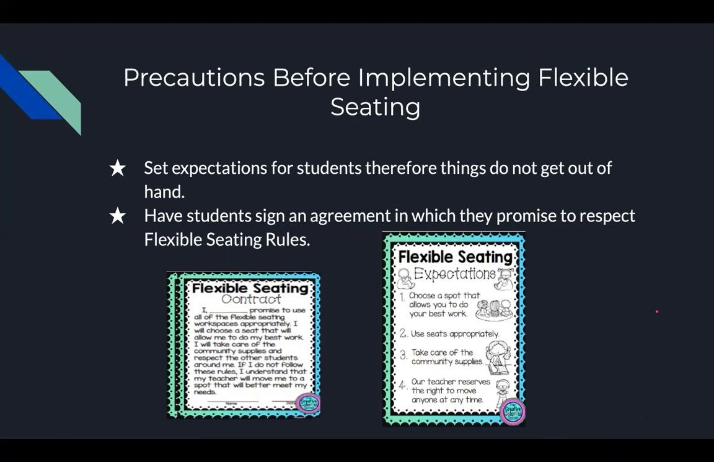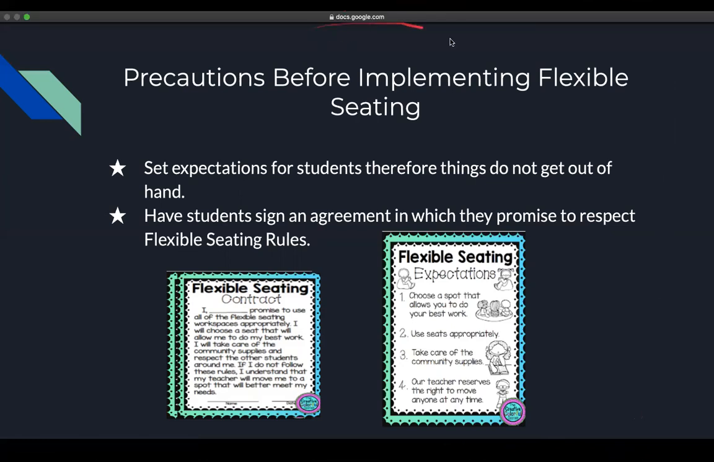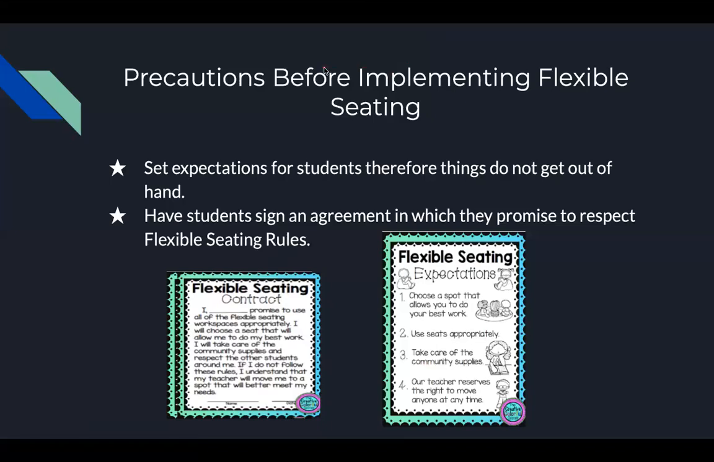So with flexible seating, again, there's a lot of choice, but at the end of the day, the teacher is the person who can take that all away, and they could go back to desks and chairs, which I don't think they would like. So the second one is have students sign an agreement in which they promise to respect flexible seating rules.